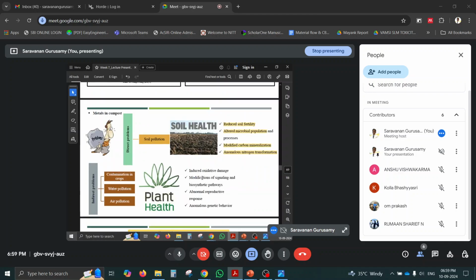Okay. Then the trace metals I have mentioned. Whenever trace metals like heavy metals are present in the soil, they will reduce the soil fertility. No plants will grow. Any heavy metal present in the soil will reduce soil fertility, alter the microbial population, and modify carbon mineralization, and anomalous nitrogen transformation will happen. So these are all the direct problems related to soil health.